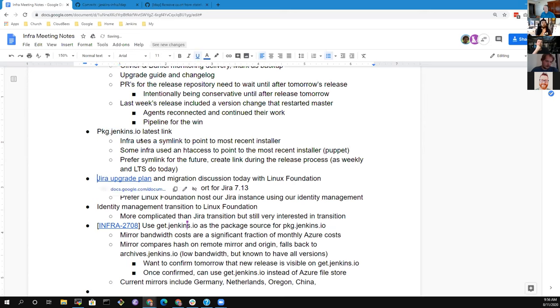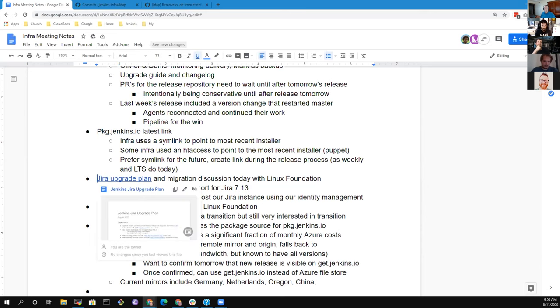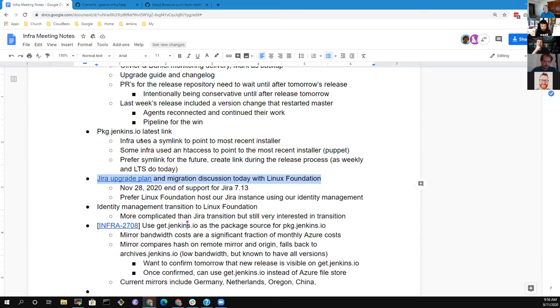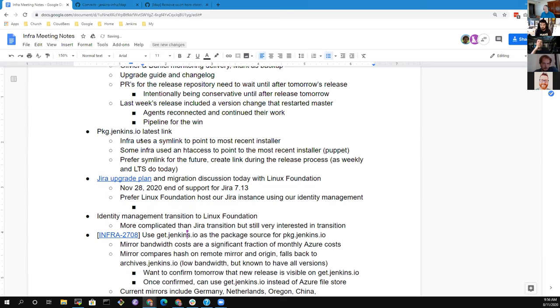All right. So next topic, we are almost out of our 30 minutes. Very brief, the Jira upgrade plan. We are currently running Jira 7.13. It will end support at the end of November 2020. Our proposal has been to ask the Linux Foundation to host our Jira instance, but using our identity management, and they would then do the upgrade to a Jira 8 version as part of that transition.